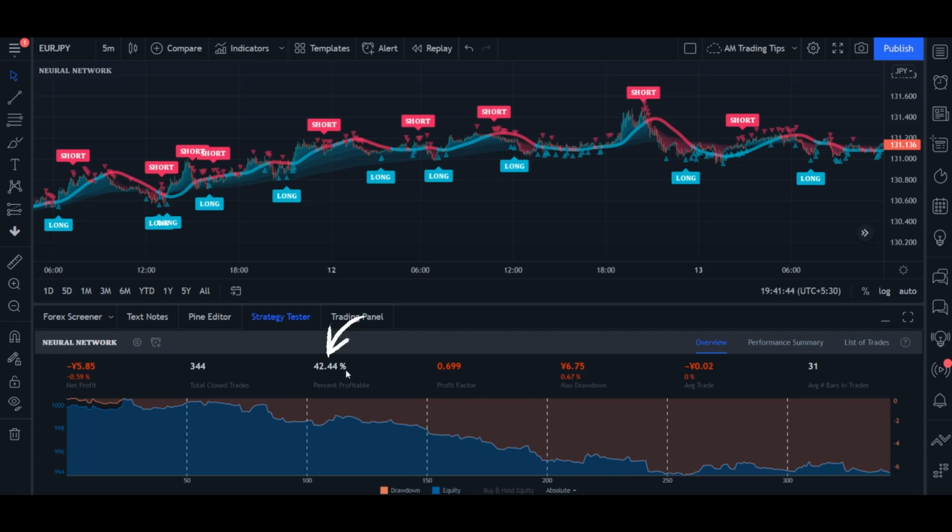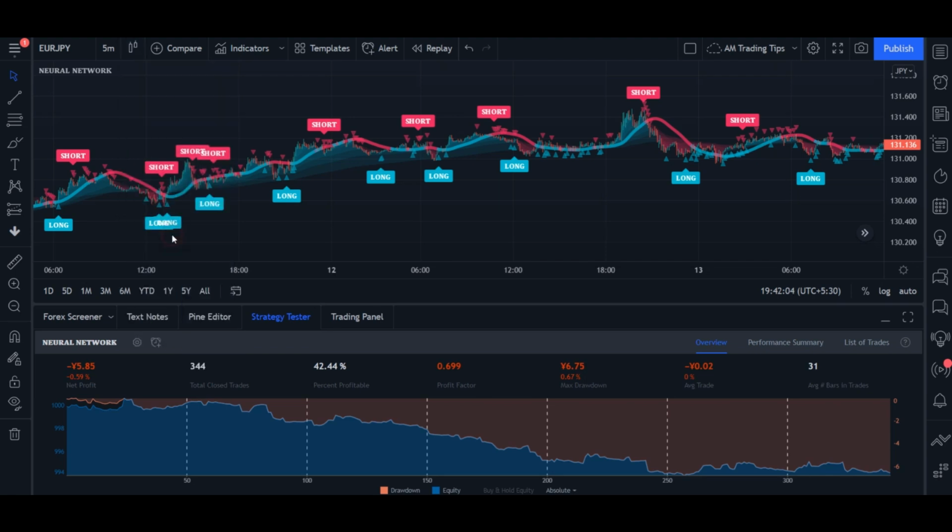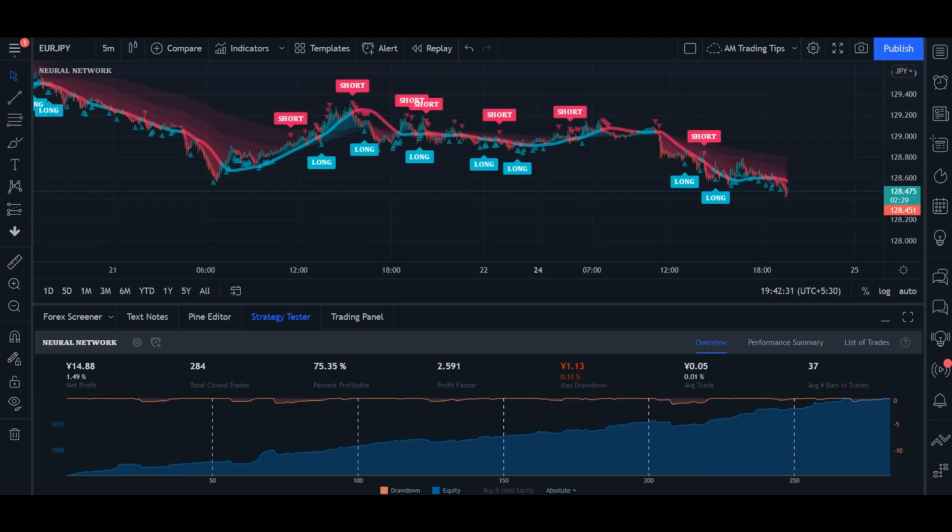Here you see that the trade winning percentage is very low, and to increase this winning percentage, we have to make one more change in this indicator. We have selected the chart in candlestick pattern, so we will use it as Heikin-Ashi candlestick patterns. Let's do it and see whether the winning percentage changes or not. And here you can clearly see the difference. Earlier the winning percentage was 42 and now it has increased to 75%, so I suggest you use this strategy with Heikin-Ashi candlestick patterns.